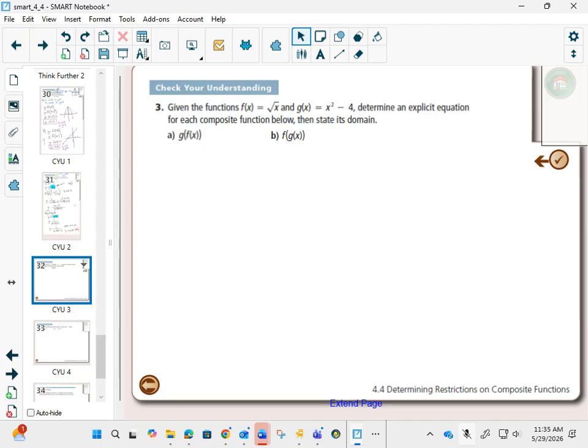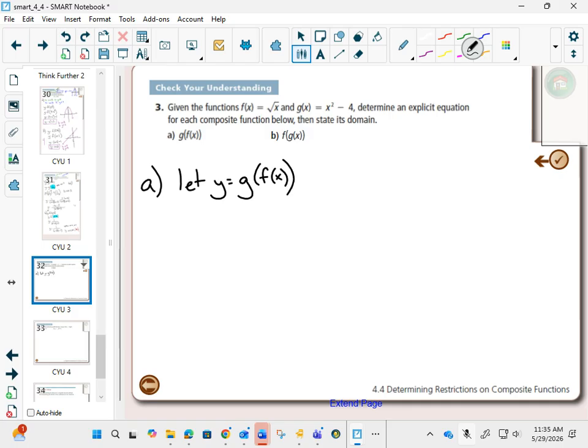Hey, we don't have to graph them again. That's nice. Oh, it has the square root though in it. So for A, I'm going to let y equal g of f of x.